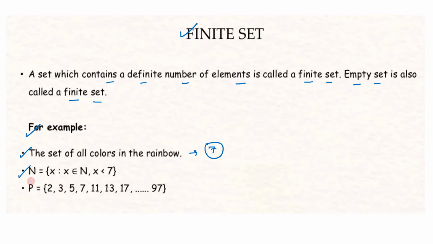I have another example, a set N. Here we are having the set of all x such that x belongs to natural numbers and x is less than 7. So if we enlist the elements of this set, we'll be having 1, 2, 3, 4, 5 and 6. So here again we are having a countable number of elements. So this set N will also form a finite set. Another set P where the elements are 2, 3, 5 up to 97. Again we are having some definite number of elements. So this set will also be considered an example of a finite set.